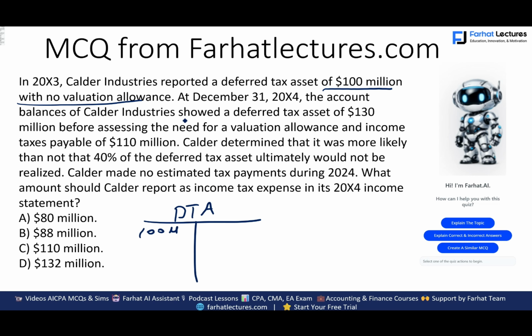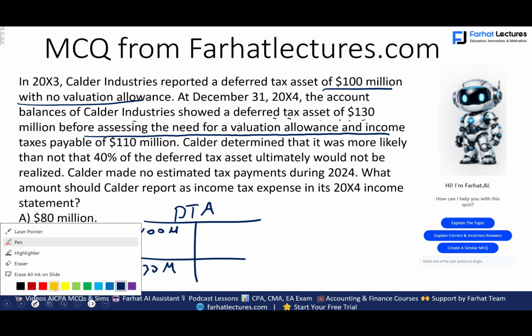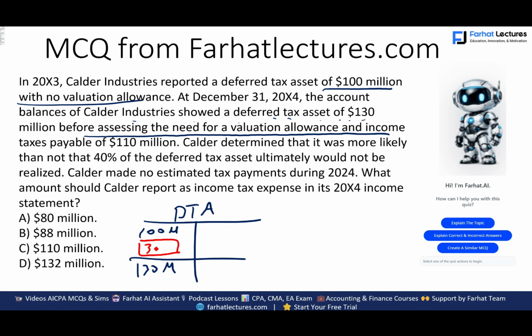At December 31st, the account balance showed a deferred tax asset of 130 before assessing the need for a valuation allowance. Well, we are told that at the end of the year it was 130 million. It means in that year we booked an additional 30 million, and income taxes payable is 110. What's income taxes payable? This is how much we have to pay to the government, 110.